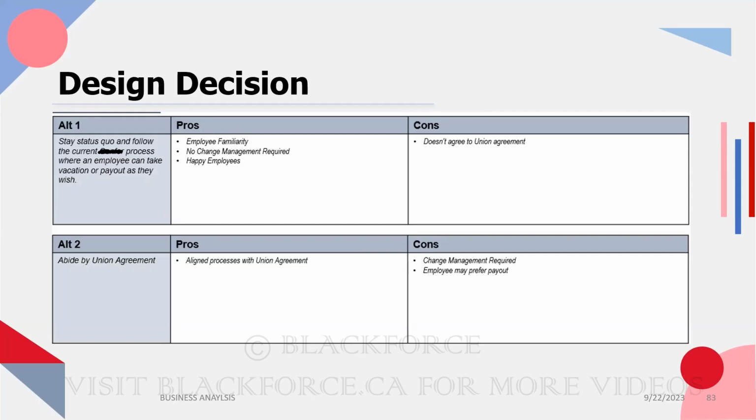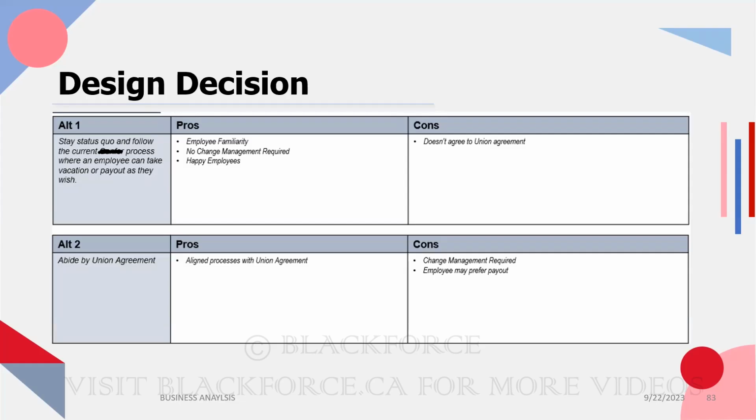Scenario two is if we implement option two, where we only defer payment if your location has a collective bargaining agreement that allows them to defer payment. Okay, so it aligns with the collective bargaining agreement if we go with option two. The downside of that is you have to do change management and employees are going to be unhappy.